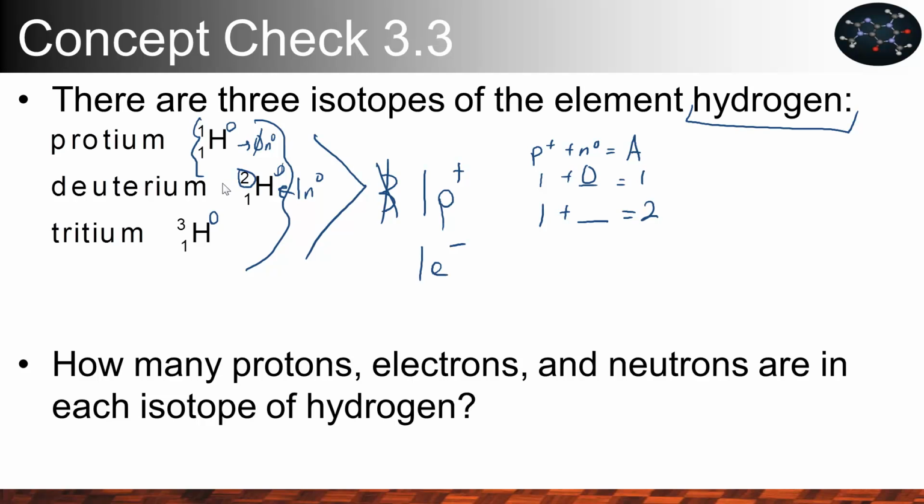Okay, so this 2 right here corresponds to the total of protons plus neutrons, meaning with the 1 proton we must have 1 neutron as well. So how many neutrons do we have for tritium? Well, 1 plus something equals 3. So 1 plus 2 equals 3. 2 neutrons. Excellent.